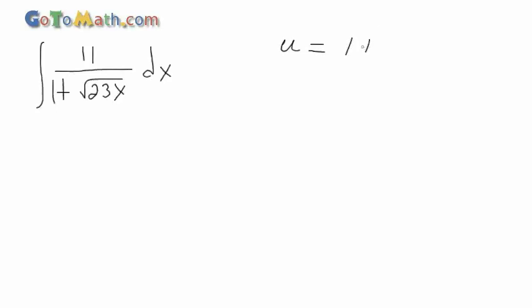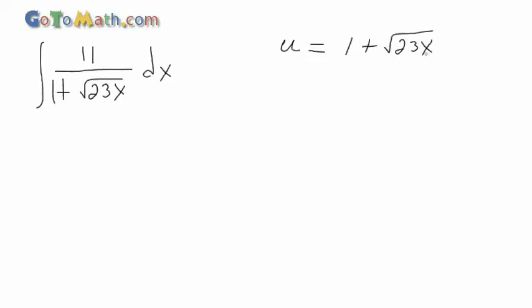So we have the integral of 11 over 1 plus the square root of 23x dx. Now, if I remember right, this problem is kind of rough. You look at this and you're like, what the heck? Alright, we're going to let this down here be our u. I don't consider it a trivial problem. This is a good problem on a test, or maybe a good bonus problem.